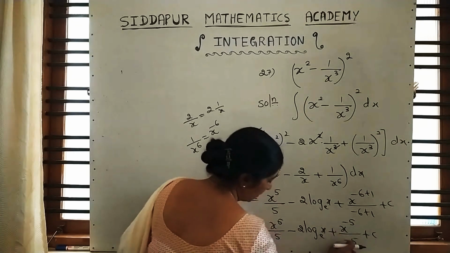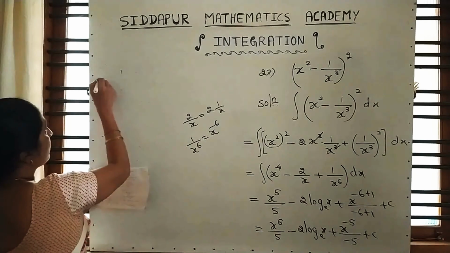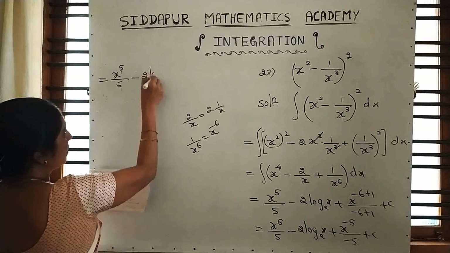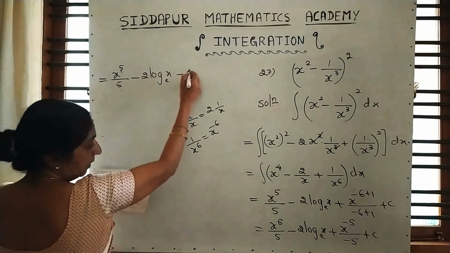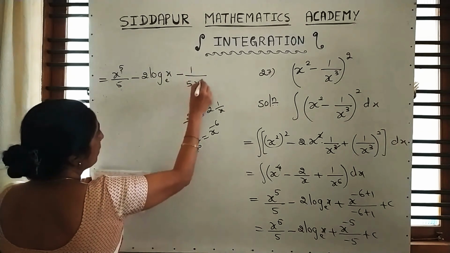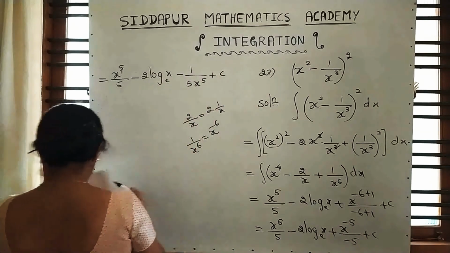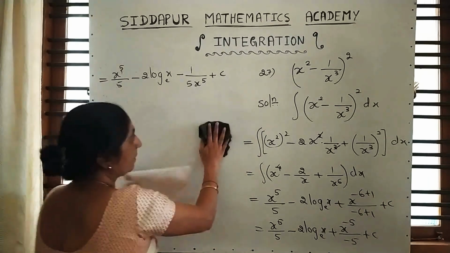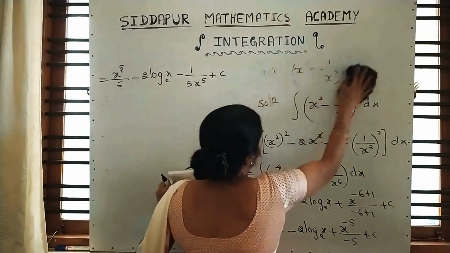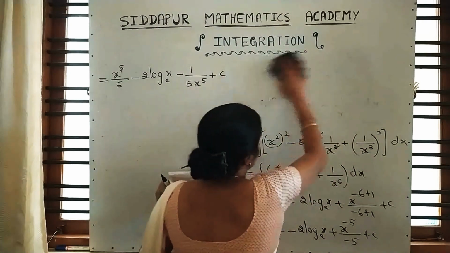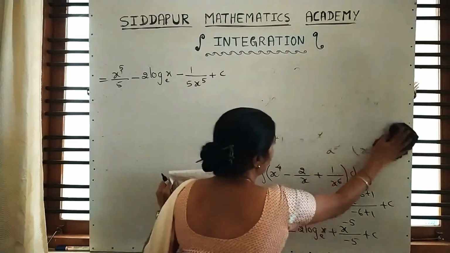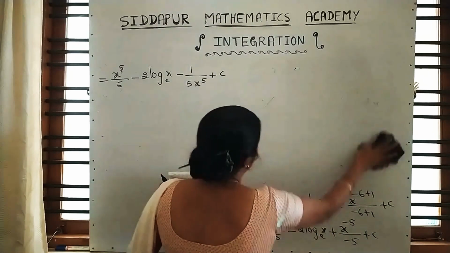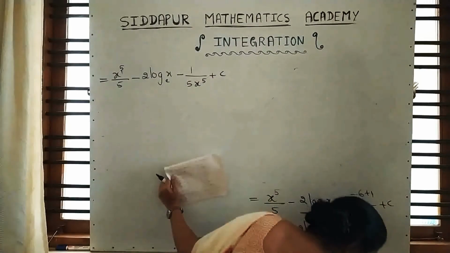And here this plus into minus changes to minus. x raised to 5 upon 5 minus 2 log x, and it is minus 1 upon 5 x to the power 5 plus 6. Is it simple or what? All the examples are simple. Moving to the next question.